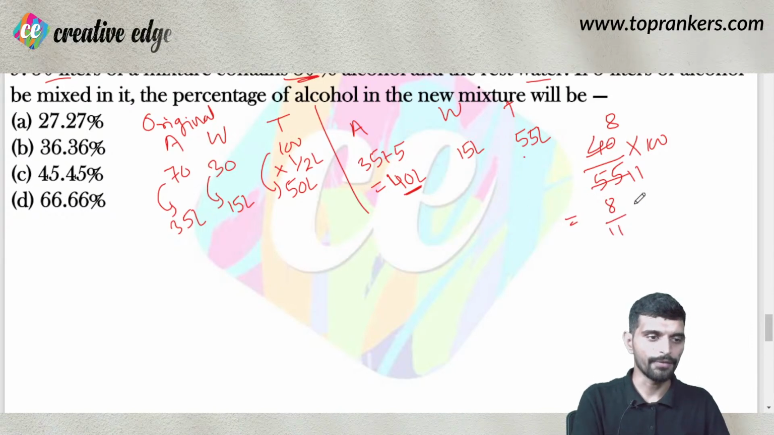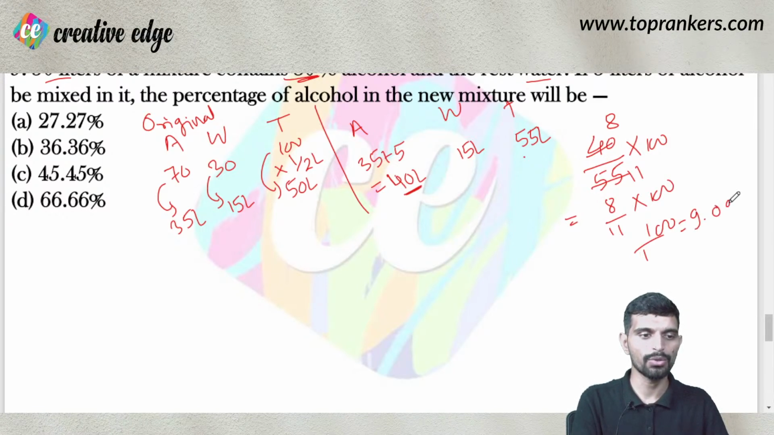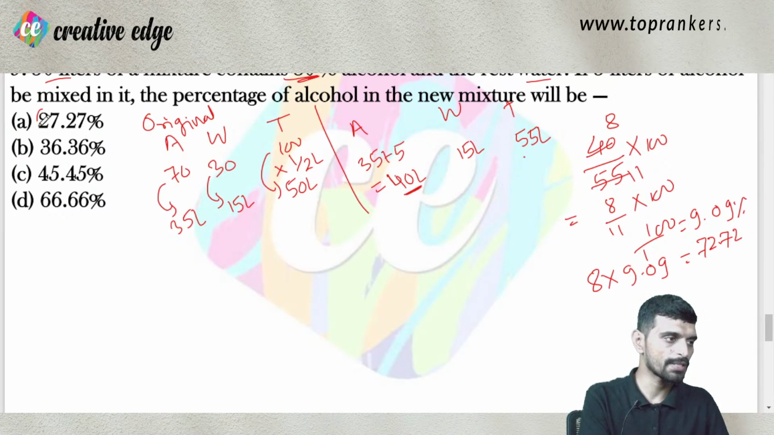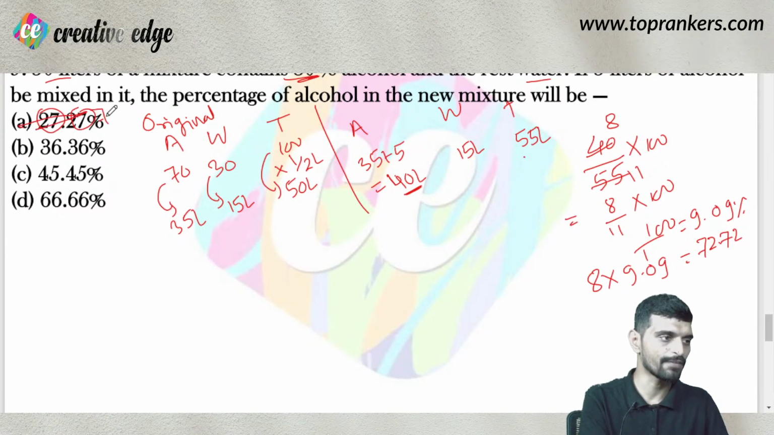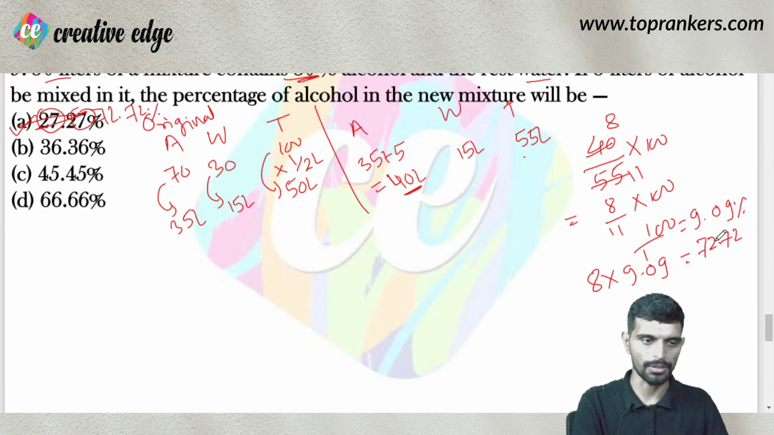So 8 by 11 into 100. So 1 by 11, 100 by 11 is 9.09%. So 8 into 9.09 is 72.72%. So the correct one should be 72.72%. So this option A should be 72.72%, not 27.27, right? So the answer to this one will be 72.72%.